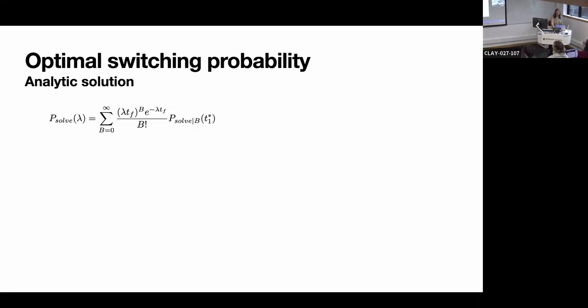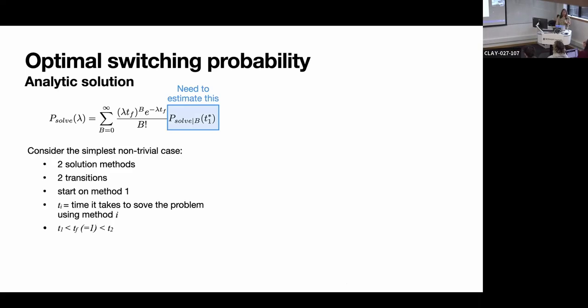So I'm going to show you how you find this for a very simple case, and then ask you to extrapolate how you would do this to the more complex cases. All right, so we need to find this. We need to estimate the probability that I solved the problem given that I switched B times. Okay. All right, so consider the following case. Consider that I only have 2 solution methods, method 1 and method 2. I'm going to consider the case where I have 2 transitions, and then I start on method 1. And that T1 is less than T final, and actually I don't really care what T2 is, but T2 is larger than T1.